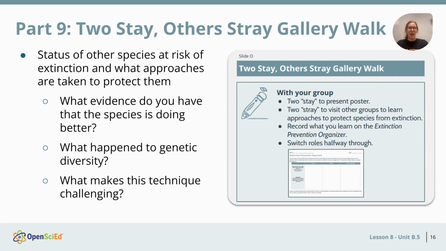The students learn about their individual case study and what methods. Now let's expand on what we figured out. What evidence do you have that a species is doing better, that the conservation method is working? What happened to genetic diversity? Again, really focusing on that genetic diversity piece of it, and what makes this technique challenging to implement. Is it the time factor, the cost, resources?